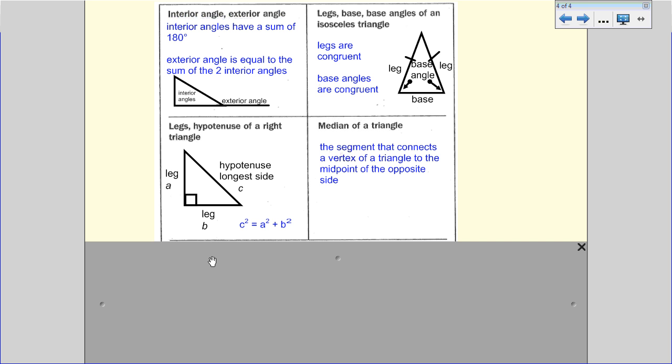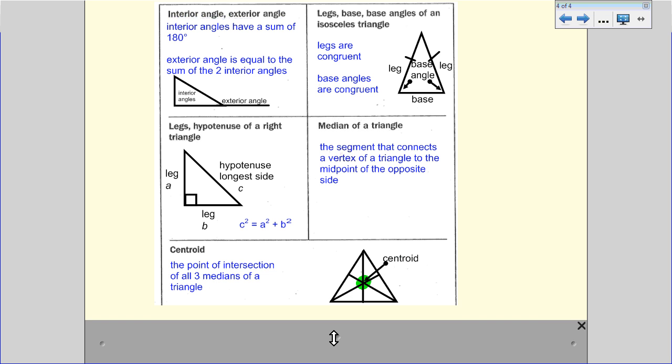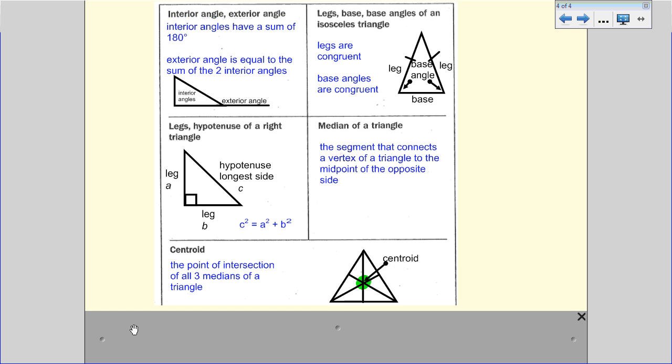The median of a triangle is the segment that connects a vertex of a triangle to the midpoint of the opposite side. I pulled back on that definition of median from statistics, that the median is the middle number. So the median is connecting to the middle of the opposite side. And then once we learned what medians were, we could introduce this idea of a centroid. And the centroid is that point of intersection of all three medians of a triangle.